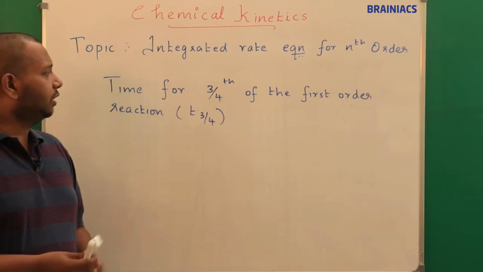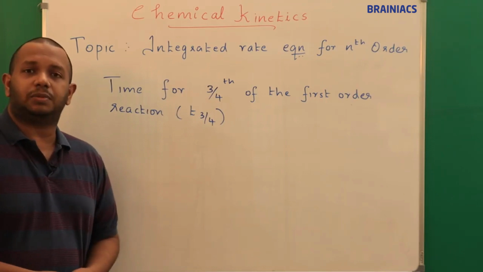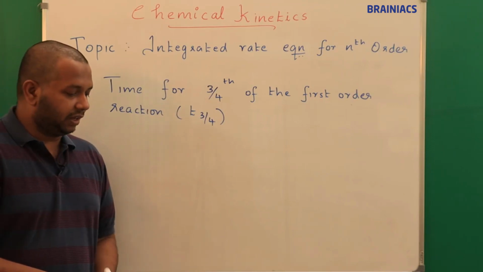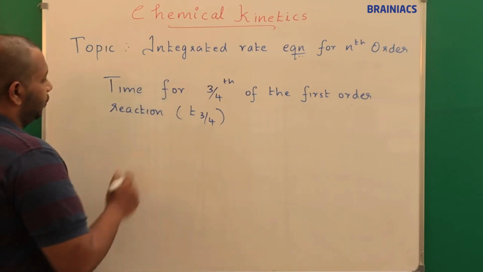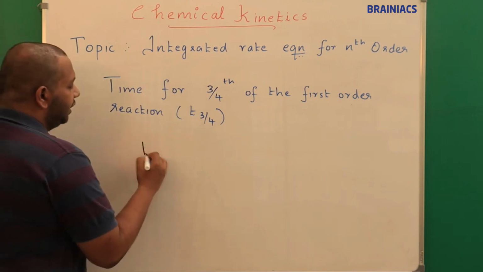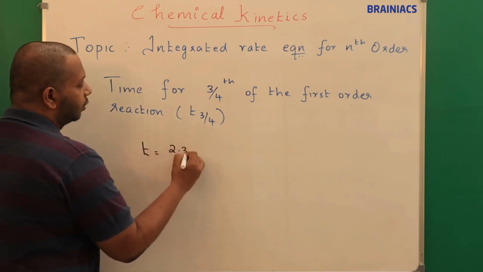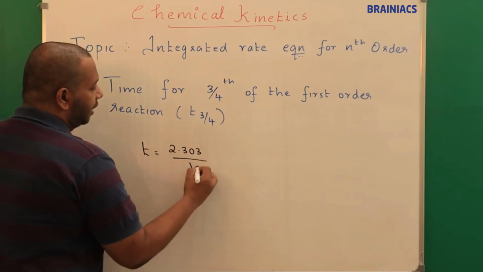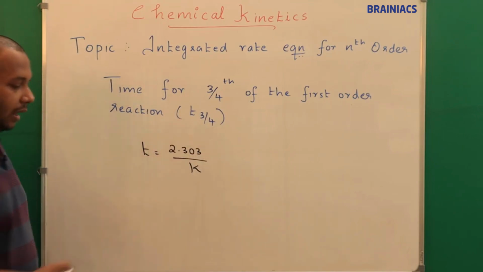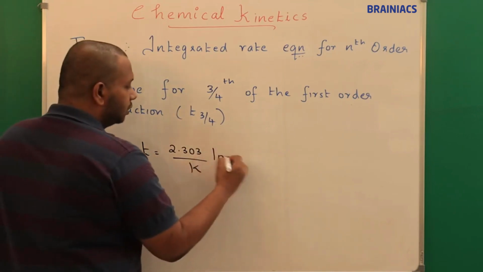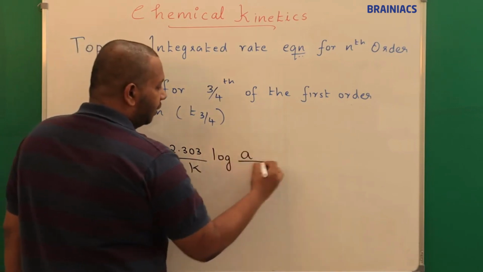How will you derive this one? We will start with our fundamental formula, and from that we can derive this. We know that t is equal to 2.303 by k, correct? I can say log A by A minus x.